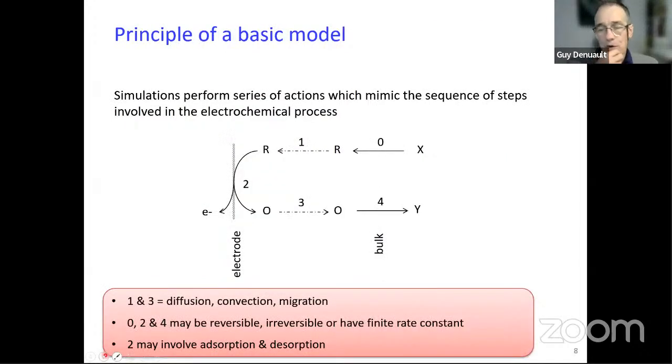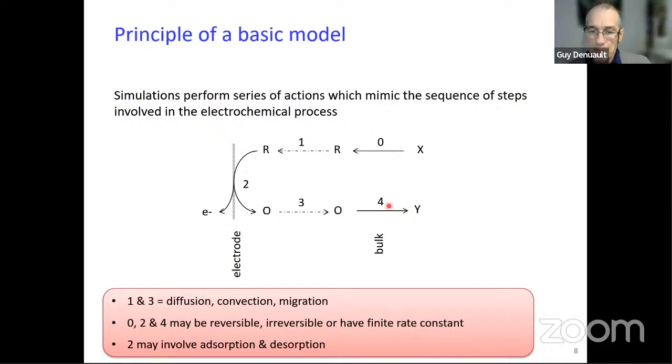So let's now focus on what we need to include in our model. What is it we want to do? Well, an electrode process can be broken down into many steps. So here, in step 0, I've got a preceding chemical reaction, which we will often ignore. This is followed by mass transport, then electron transfer at the electrode surface, then more mass transport, and then possibly a chemical reaction in the bulk as well.